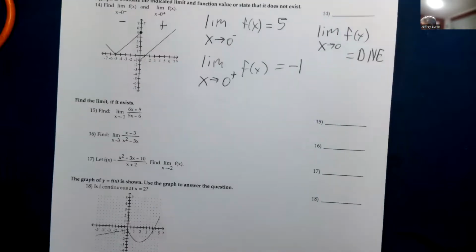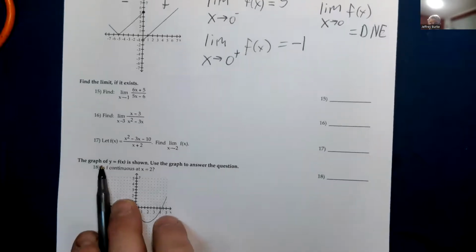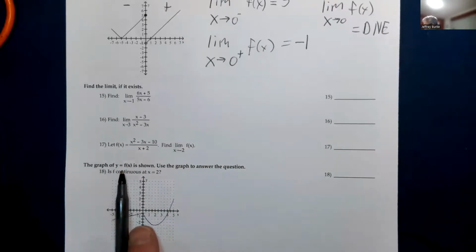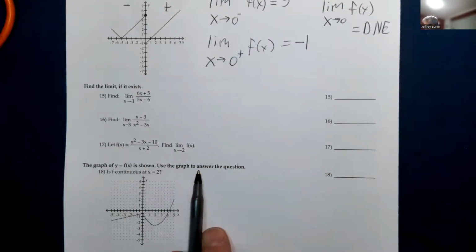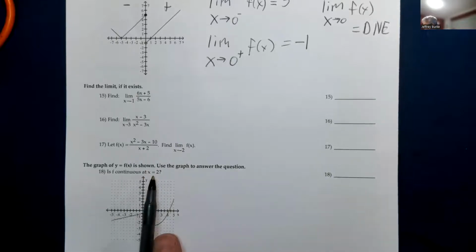Let's take a look at this one. It says here in question 18, we're going to go to these questions here in just a moment. I just want to make sure to do this on paper. The graph of y equals f of x is shown. Use the graph to answer the question. Is f continuous at x equals 2?